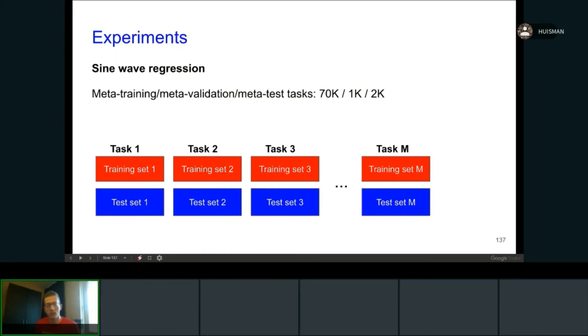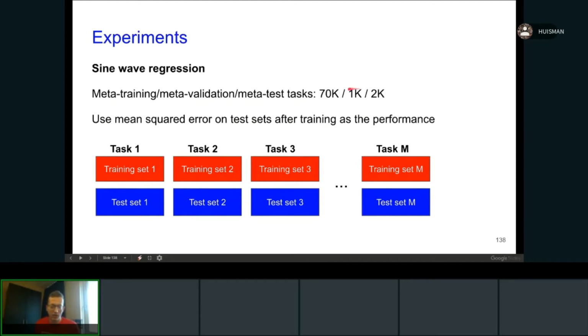So we use the mean squared error as a performance measure. After training on the training set, we measure the MSE on the test set, and that indicates how well we have learned the sine wave function.